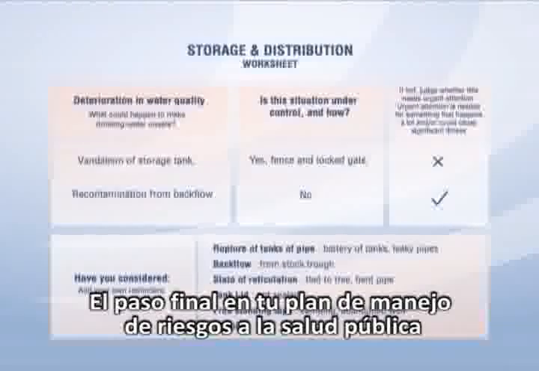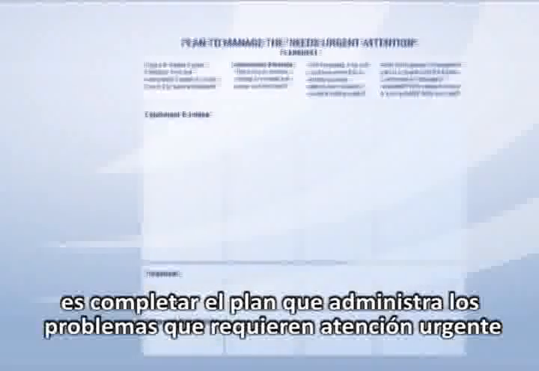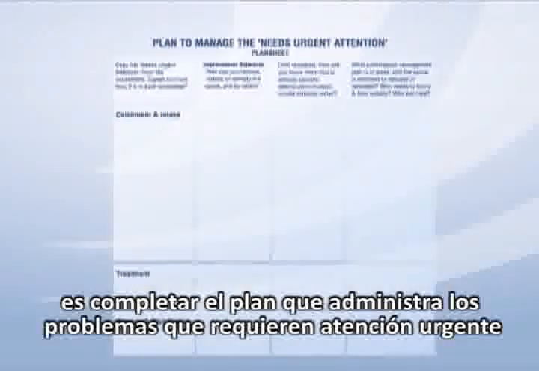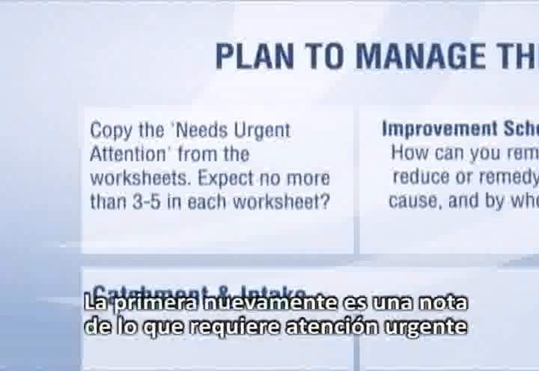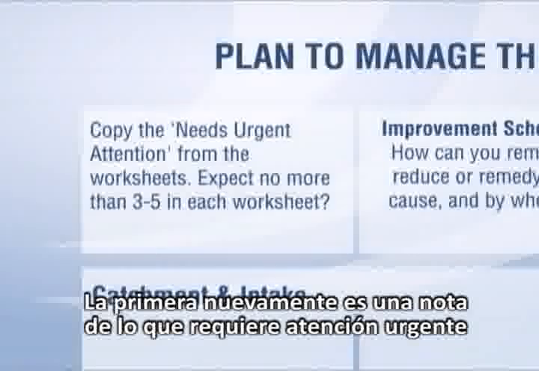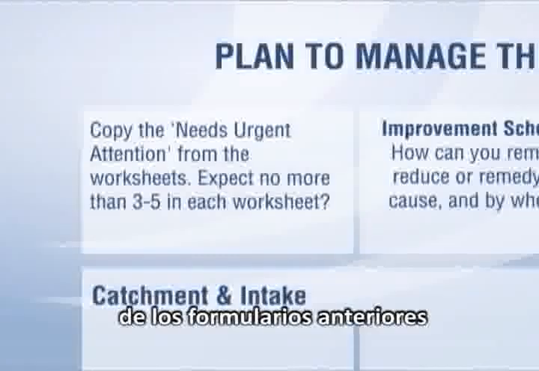The final step in your public health risk management plan is to complete the plan to manage the issues that need urgent attention. These were highlighted earlier in the previous worksheets. The plan sheet consists of 4 columns, all of which need to be completed. The first is again a note of what needs urgent attention, copied from the previous worksheets.